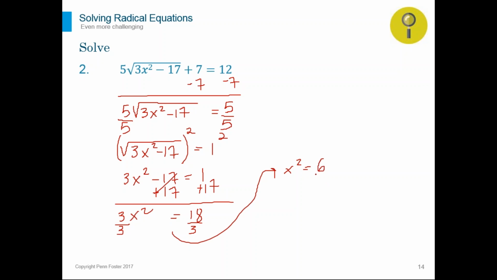I'm looking for the value of x, not x squared. So take the square root of the x squared and the 6. x equals positive or negative the square root of 6. Remember, 6 does not have any perfect square factors, so it should stay like that. So that would be your answer. Either x equals positive the square root of 6 or negative the square root of 6.